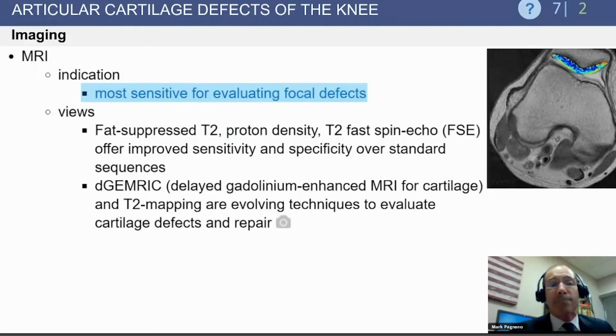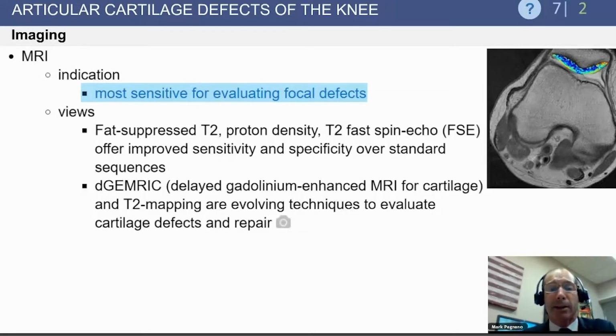Finally, MRI, particularly today with the use of T2 mapping techniques, is useful in looking both at the extent and breadth of articular cartilage degeneration. So with T2 mapping techniques now, you can actually look at the health of the articular cartilage in different areas in ways that weren't possible before, and this has some major advantages for patients that are undergoing consideration of an articular cartilage procedure.